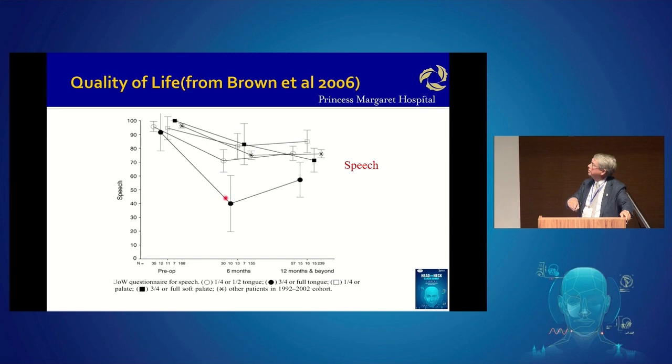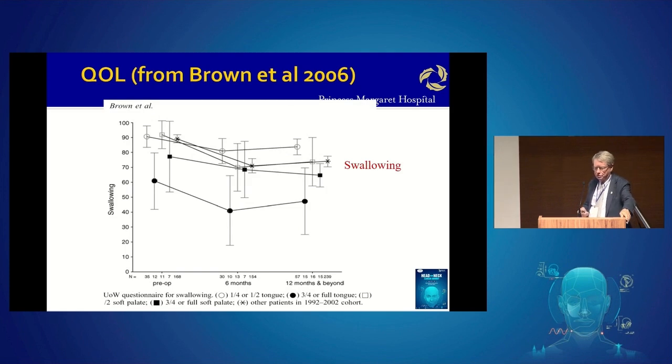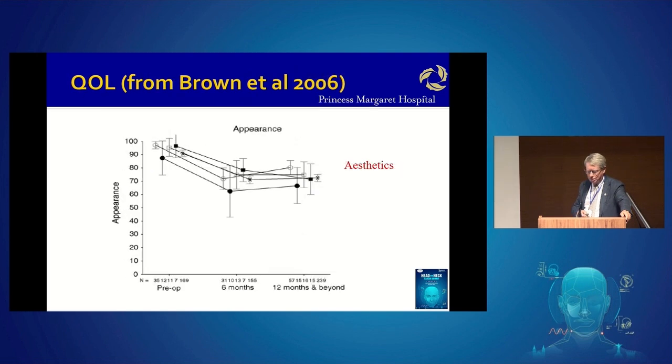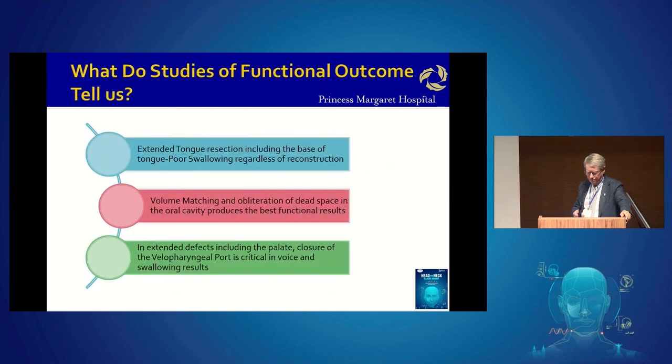And you can see that the patients that have extended defects of the oral tongue have the worst results in terms of their ultimate result at 12 months. In terms of swallowing, the same observations. So more extended resections result in long-term functional disability for patients. And interestingly, all patients described changes in their perception of their aesthetics.